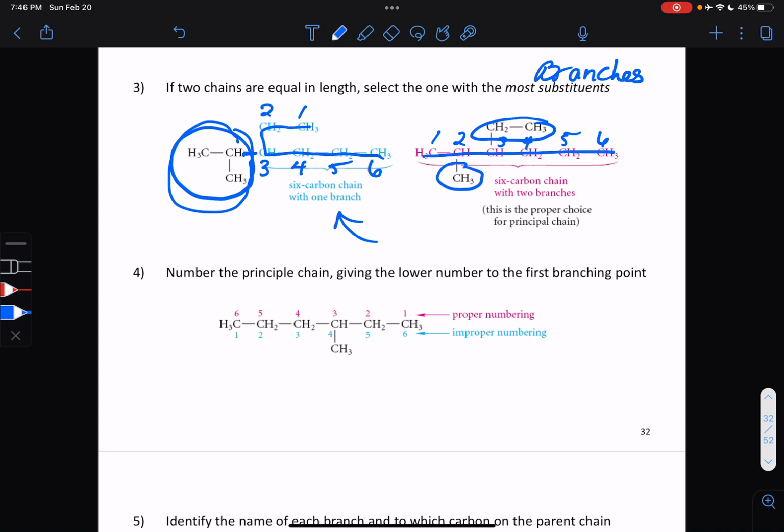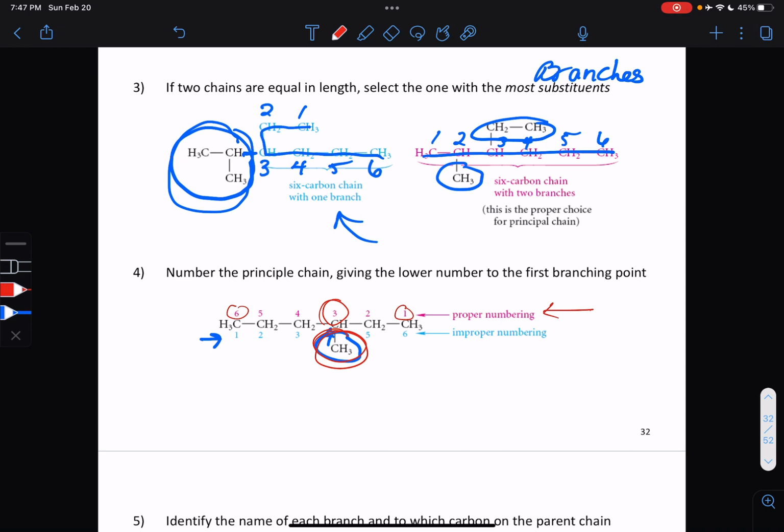See how below here we numbered left to right, and what we'll have is our CH3 branch right there hanging off of carbon number 4. Whereas if we number backwards right here, 1 through 6 this way, we'll have our branch right here hanging off of carbon number 3. And IUPAC says that you want that CH3 to be connected to the lowest number carbon possible in the chain. So you would number the chain backwards.